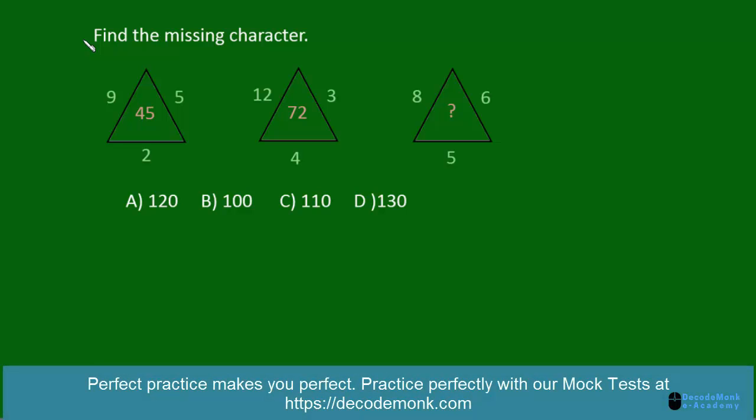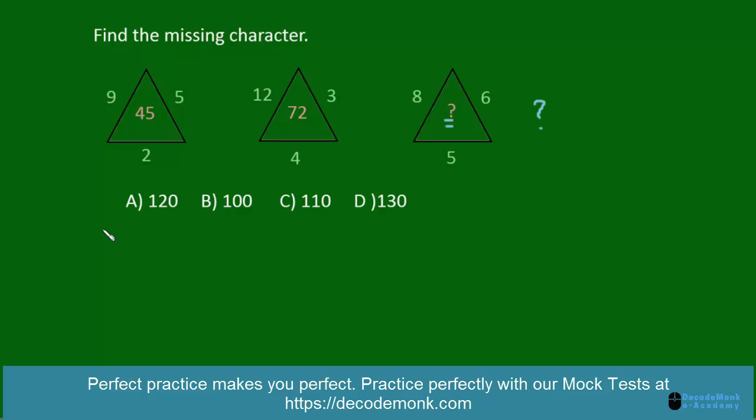The question says find the missing character. Then you are given two triangles with some figures written around them, and then you are given the third triangle with some figures and a question mark. So you have to find out the value of this.